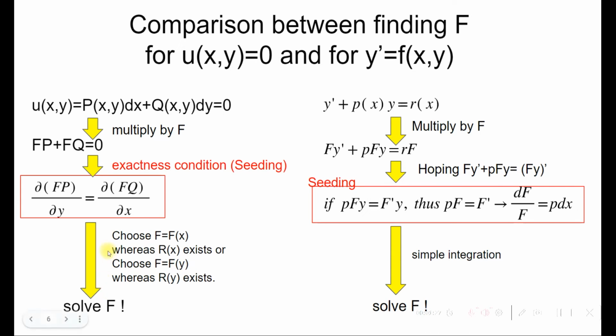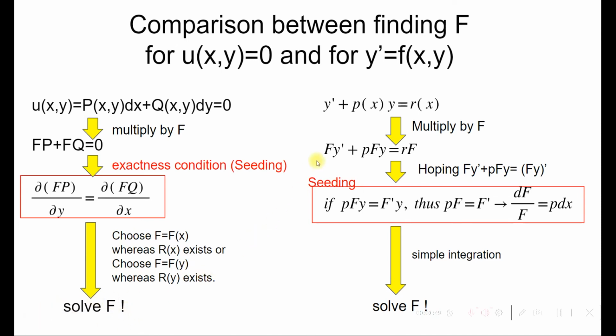Of course, you have to choose one of the two paths, whereas the corresponding premise has to exist, so you can solve f.